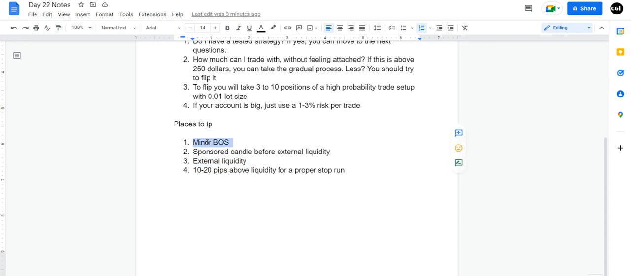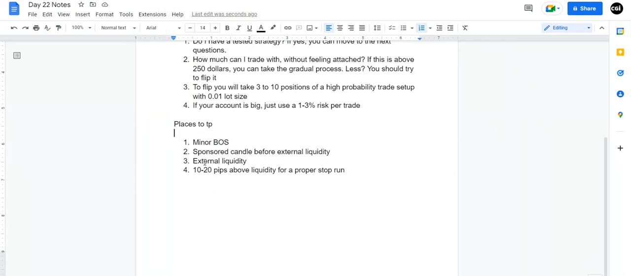So I have to look for a minor BOS within that range to take some profit, because my target is not that far. But if my target is beyond external liquidity, so there's one liquidity outside the external liquidity I'm targeting, I would not use this one, because it's too close by and it is going to deprive me of potential money I can make on that trade. But if my target is external liquidity, I'll look for a minor BOS to take profit at, or I take profit at the sponsor candle before that external liquidity.